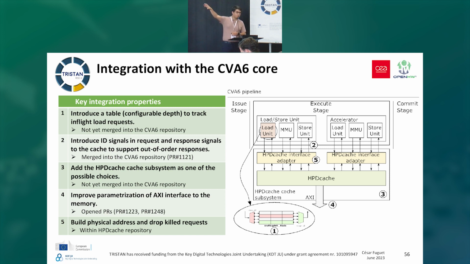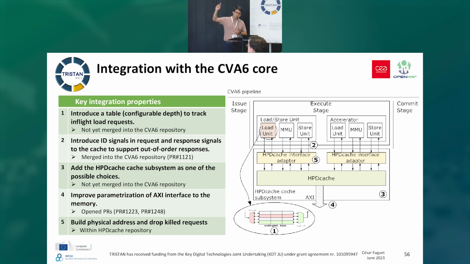So the first modification: the current version of CVA6 can only forward a single load request to the memory. If there is a miss, the load unit will be stalled. So I made a modification to add a table that allows you to have several in-flight loads to the cache, to the memory. Actually this is not yet merged in the CVA6 repository, but should be there soon.